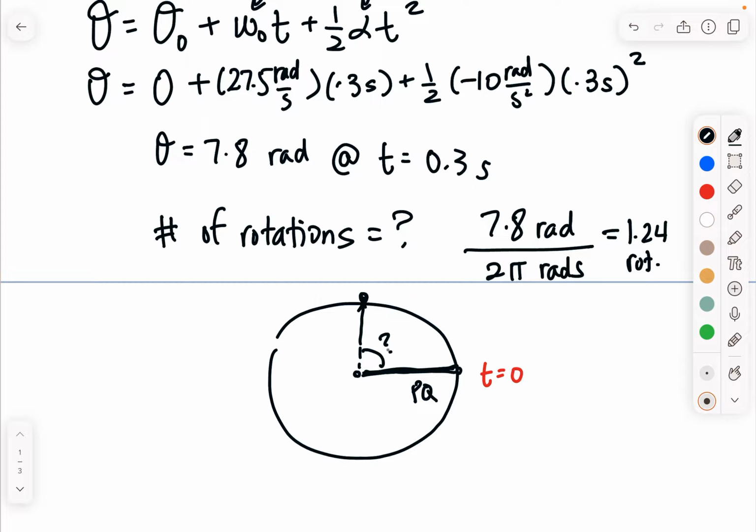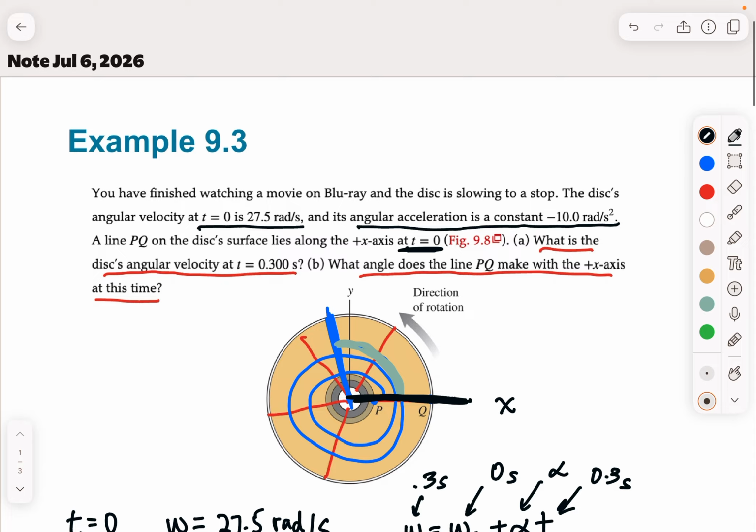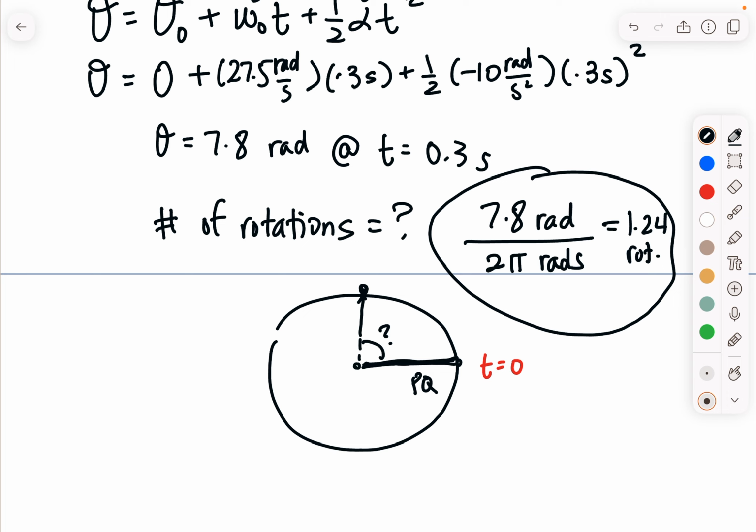So the question is, what is this angle, right? What is the angle that PQ makes with the x-axis at this time? So what we're really after is not the 7.8. The 7.8 is one answer, but it's not the answer to the exact question that was asked. The 7.8 is how far did it travel in 0.3 seconds. Now, what angle does it make with the x-axis? That is where we had to do this business here.